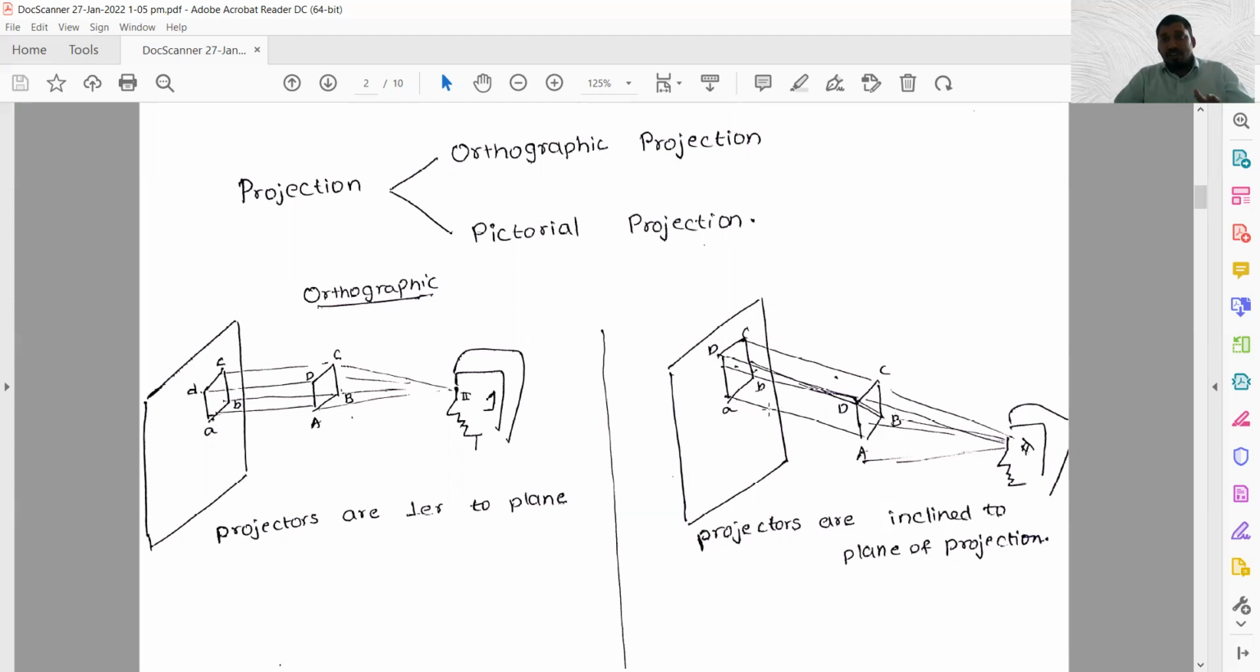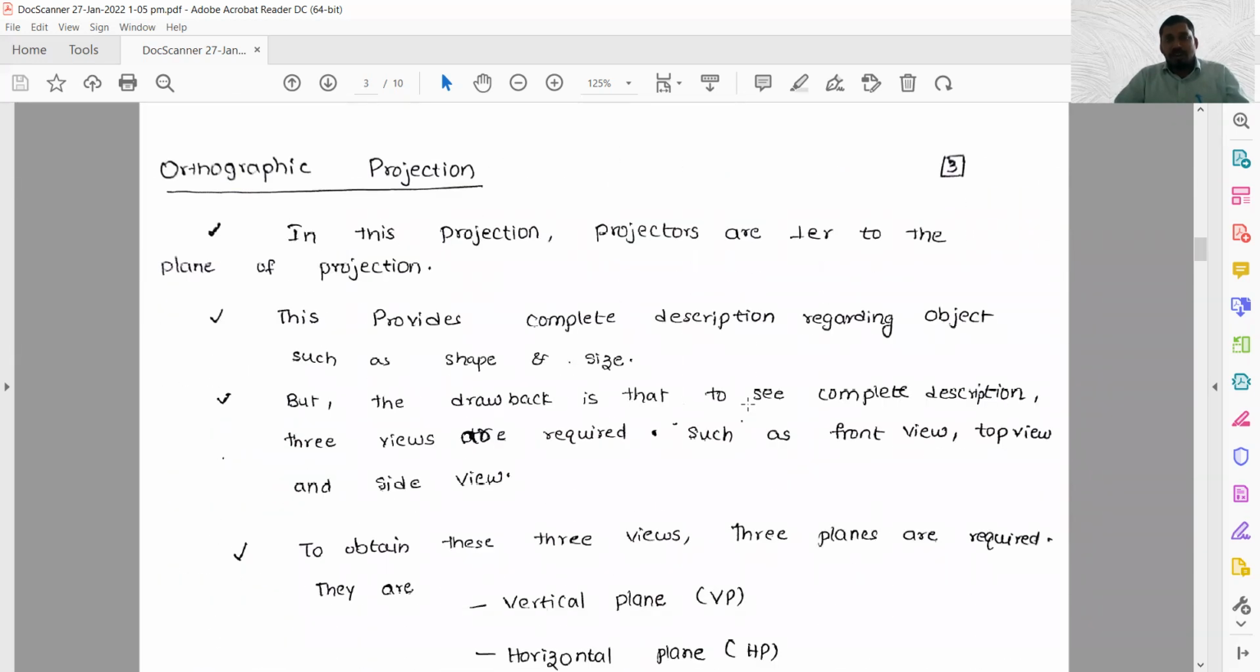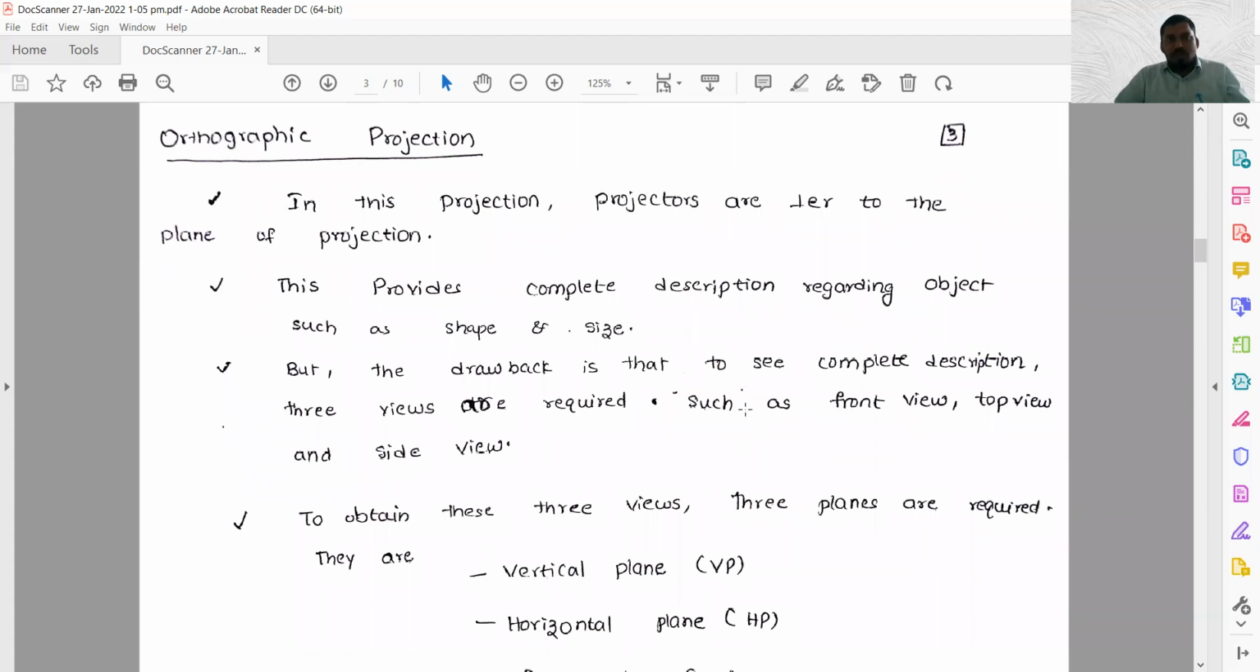So now we have entered orthographic projection. Solid geometry mainly discusses orthographic projection. Orthographic projection means what I told you just now: projectors are perpendicular to the plane of projection. I already told you this in the beginning of engineering drawing.